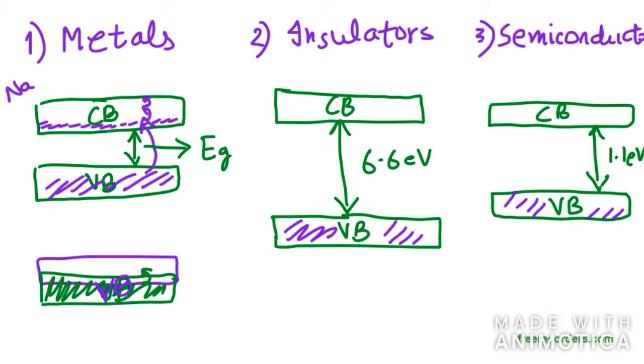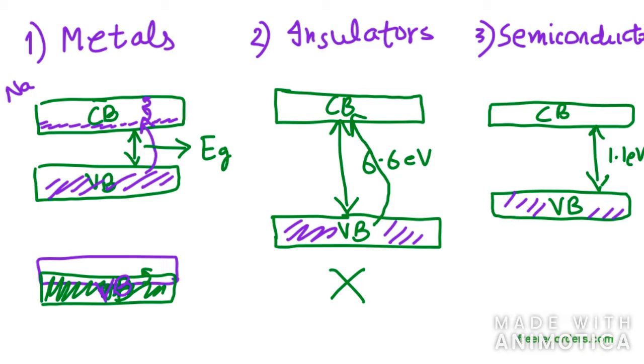In the case of insulators, the forbidden gap is 6.6 electron volts. When an electric field is applied across such a solid, the electrons find it difficult to acquire such a large amount of energy. They won't be able to acquire that much energy to reach the conduction band in the case of insulators. Therefore they are not able to conduct electricity.